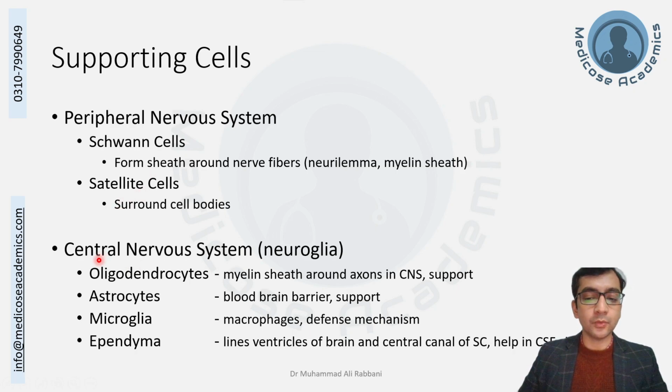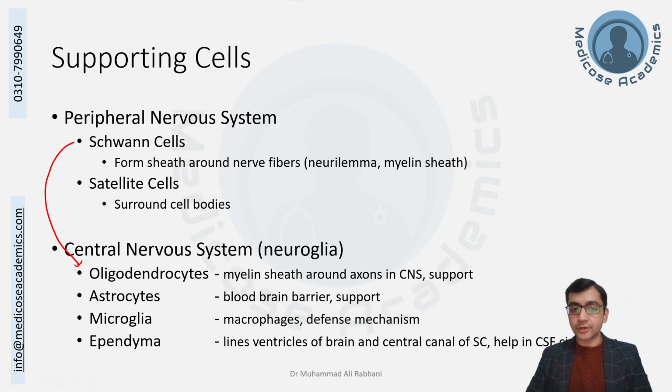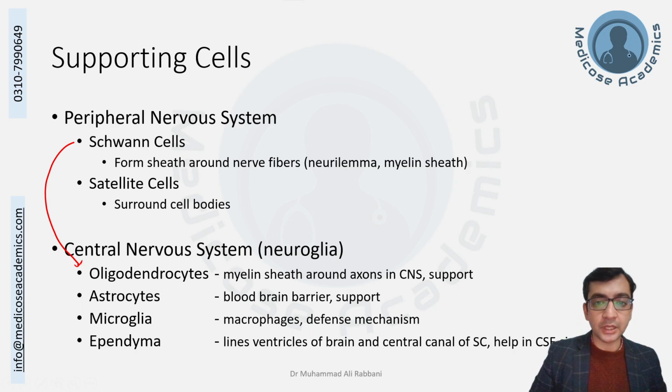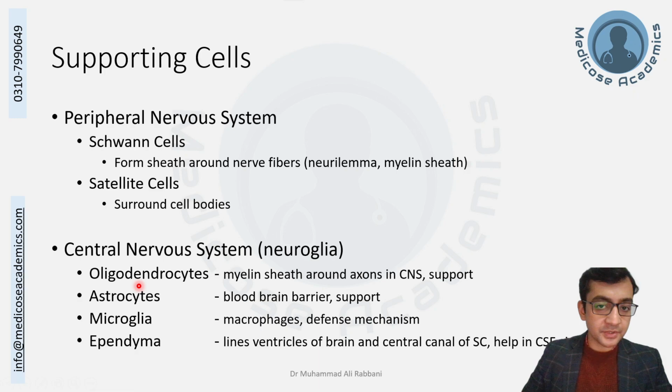Oligodendrocytes are basically the counterpart of the Schwann cells in the central nervous system. Like Schwann cells, which make insulation around the axons in the peripheral nervous system, oligodendrocytes make sheaths, making insulation in the central nervous system. Astrocytes are star-shaped cells. These are the ones that make the blood-brain barrier. They maintain the environment, they give support, and they form the scar tissue.